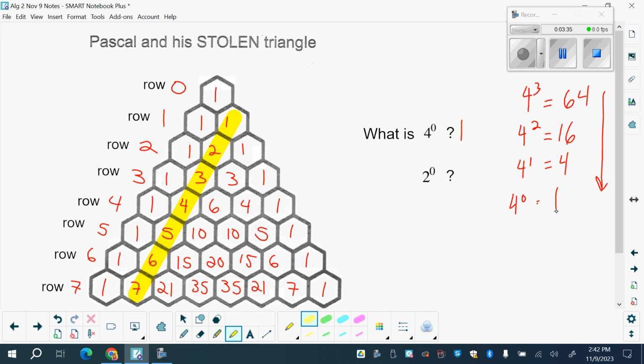So what do you think 2 to the 0 would be? 1. Okay, so you've learned that in Algebra 1, but it's constantly used, and we need a lot of reminders of that. I always need to remind a lot of people of that in Algebra 2.